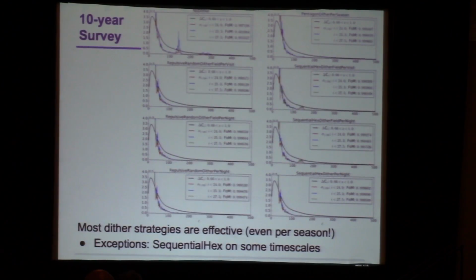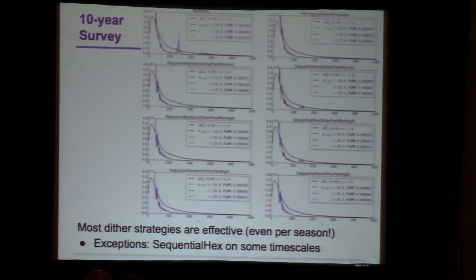So we simulated the 10-year survey. We looked at the bias uncertainties. Because we are constrained on time, just look at the blue curve for the gold sample. As you can see, the baseline survey leads to very large OS bias uncertainties, which is a really big problem. In comparison, the dither strategies do not. Repulsive random and even per season dithers are really, really effective.